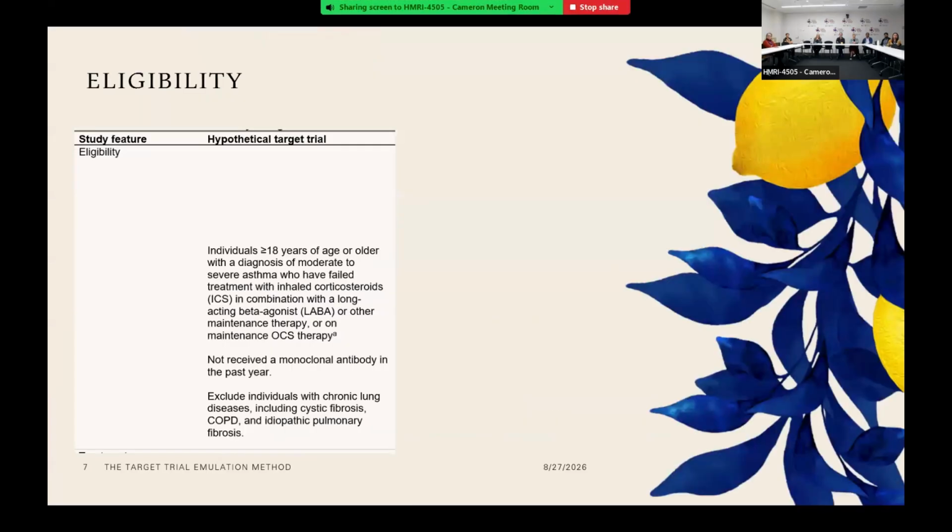So if we start with this, this is the table again. For eligibility for their study, they decided that people have to be over 18. They have to have a diagnosis of moderate to severe asthma, where ICS hasn't worked in combination with LABA, and or on maintenance OCS. And importantly, that they hadn't had a mAb in the last year. That seems reasonable for an RCT, I assume, because you want people who haven't been using it. And they excluded people with other types of lung illnesses. Does that seem reasonable to the RCT people in the room?